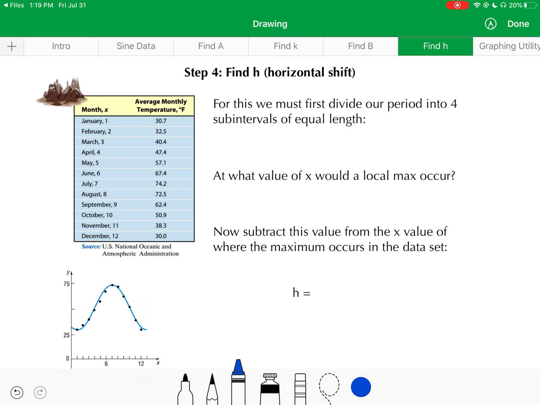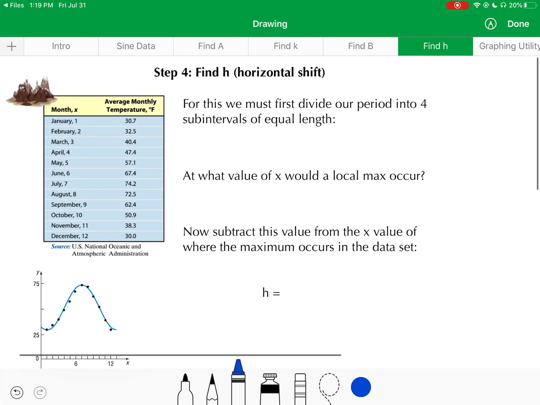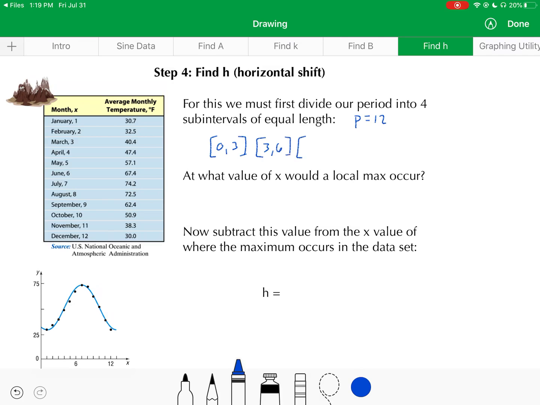What we're going to do is take the period of the data set and divide it into 4 subintervals first, okay? So the period we said was 12 months for this data set. If we divide that by 4, that gives us a value of 3. So I'm going to create a subinterval from 0 to 3, then from 3 to 6, 6 to 9, and then 9 to 12.